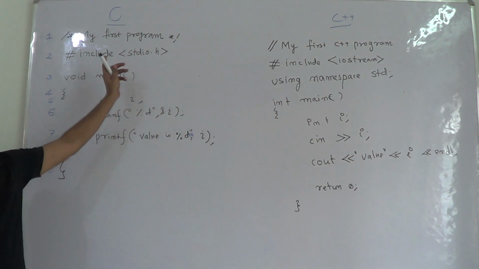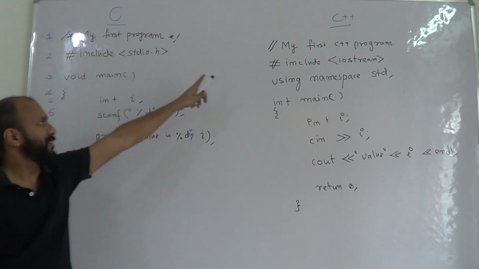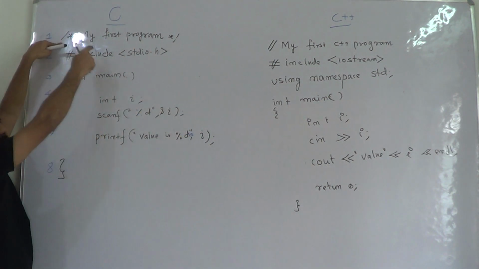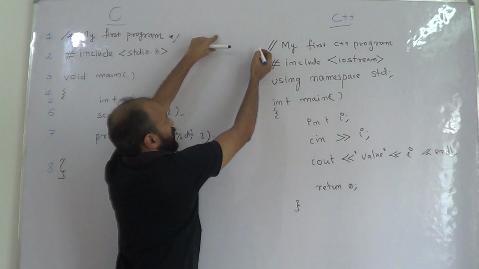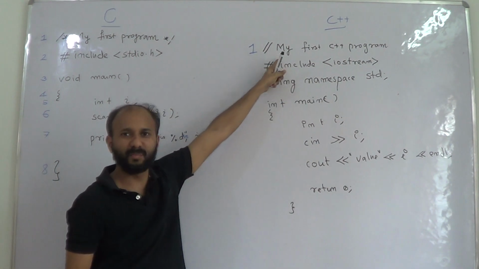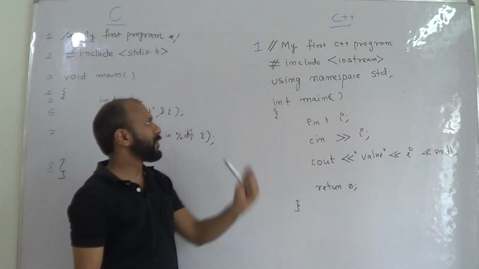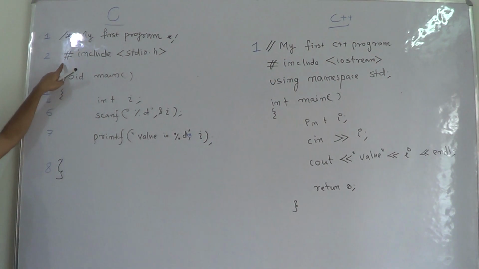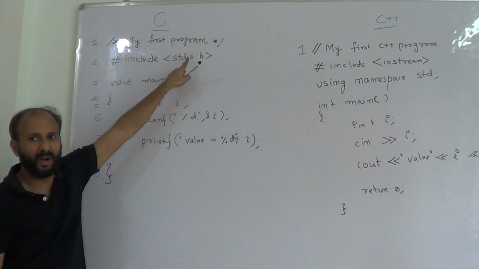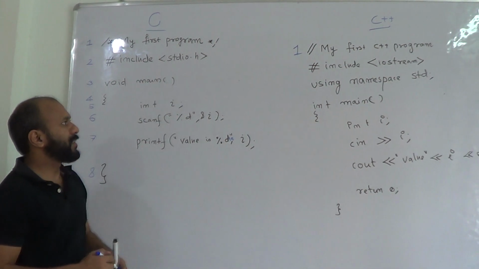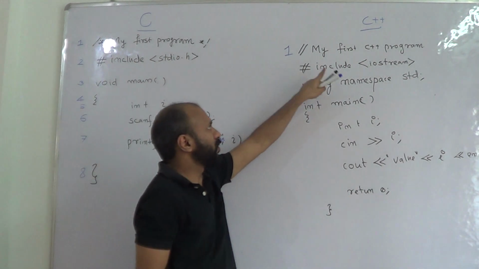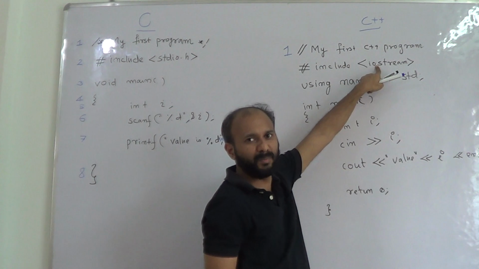Now we can try to translate our first C program into the first C++ program. In the C program we are using a multi-line comment, but in the C++ program we are using a single line comment. But in C++ you can use a multi-line comment also. Second, here I am writing some inclusion. In C, hash include standard input output library, but in C++ we have to use hash include iostream library.